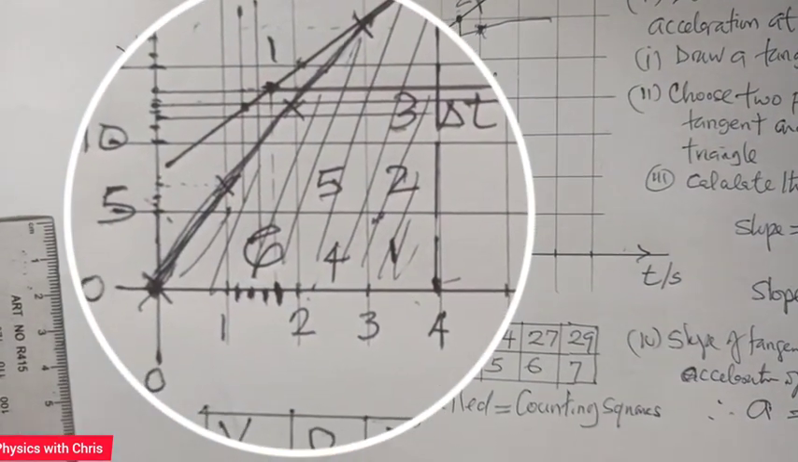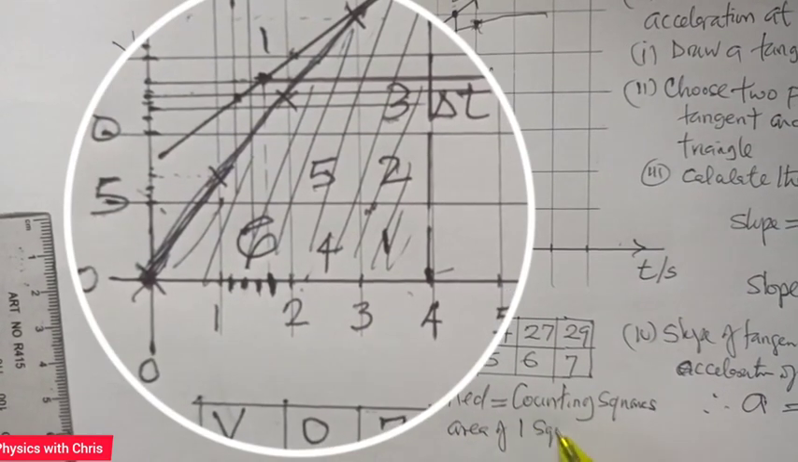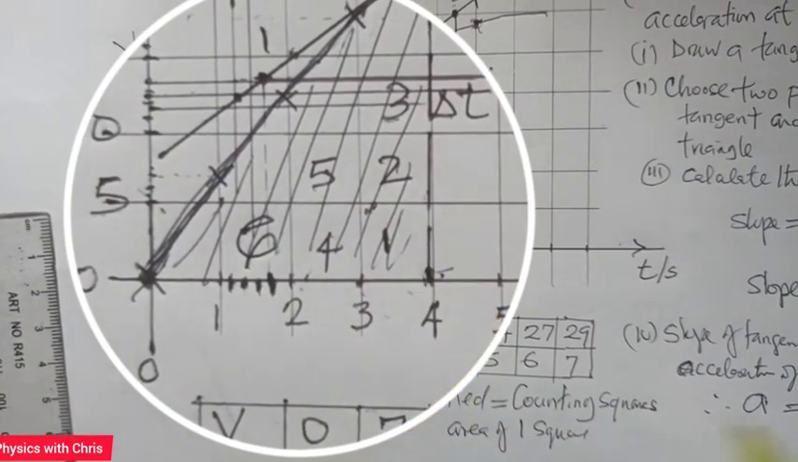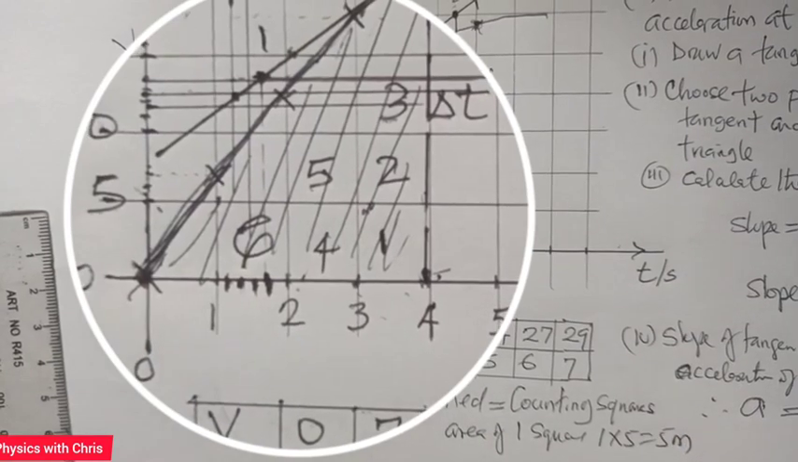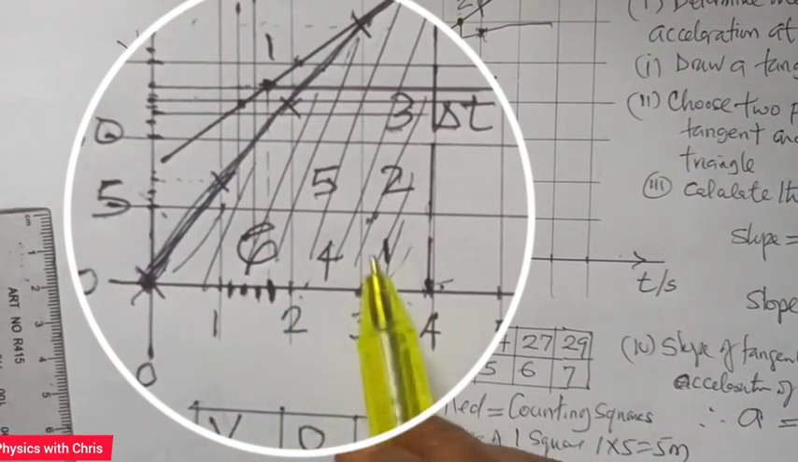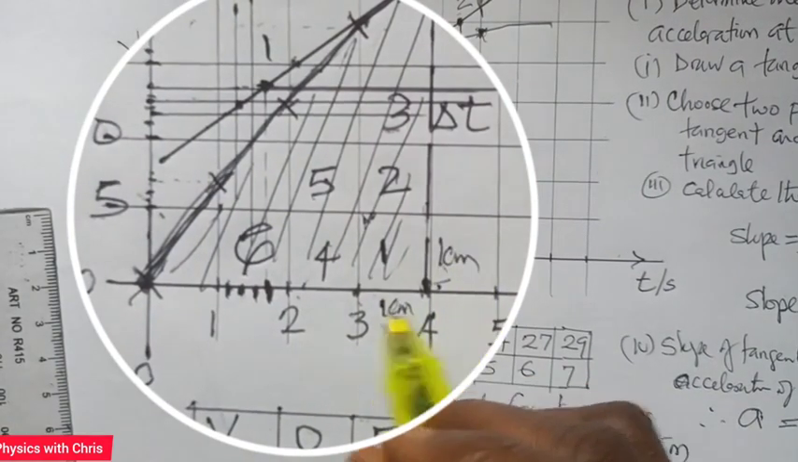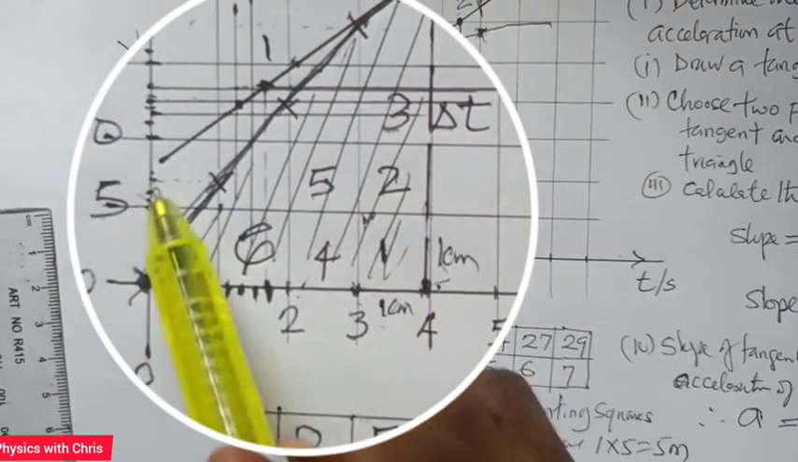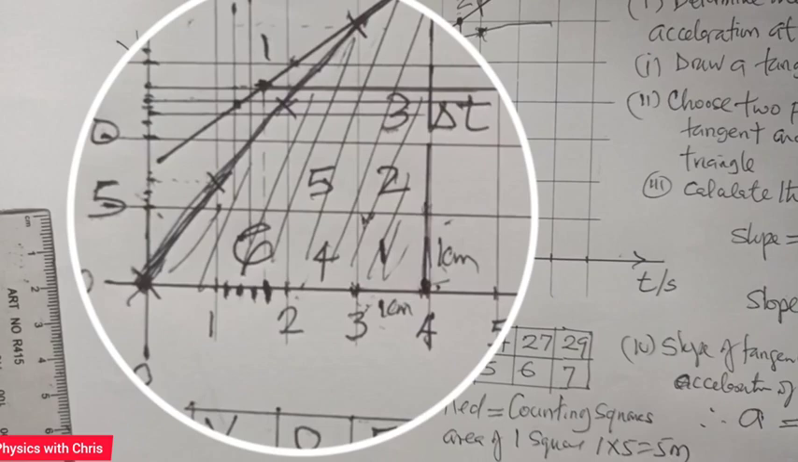And the area of one large square is 1 times 5, which is 5 meters. That's the distance covered within one square. The area of a 1 cm by 1 cm square: this is 4 minus 3, that is 1, and this is 5 minus 0, which is 5. So 1 times 5 is 5 meters. Recall that this axis is time and this is meters per second.